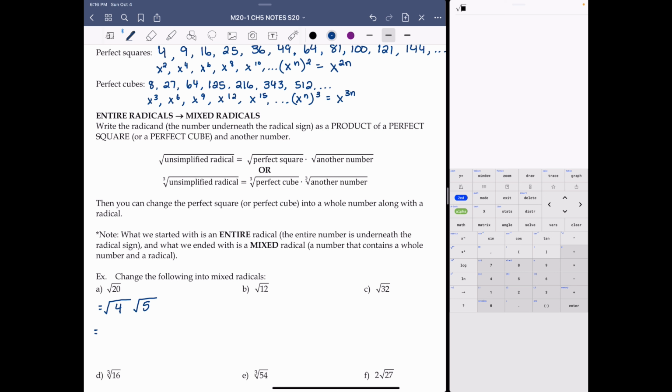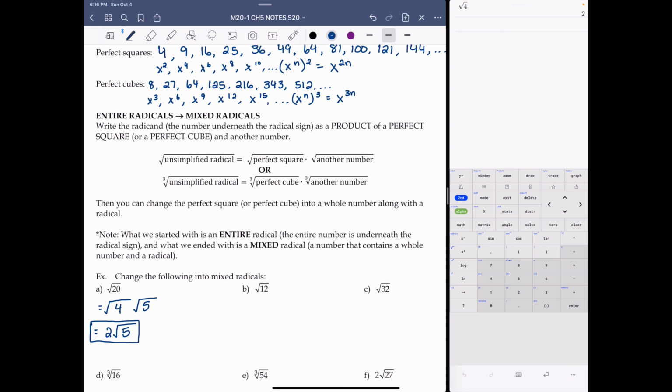Square root of 4 is 2. So our mixed radical is then 2 times the square root of 5. The whole reason that we have to pick a number from the list of perfect squares to divide 20 is so that we can then take the square root of that number and get a whole number.